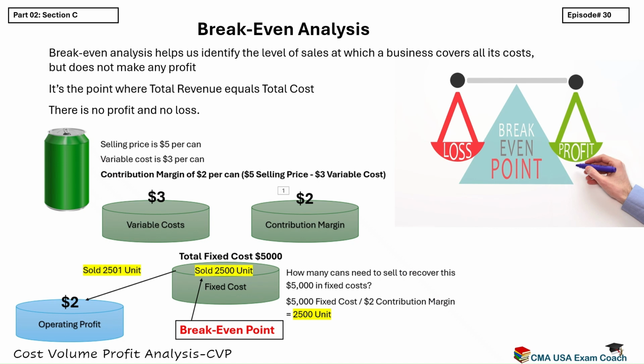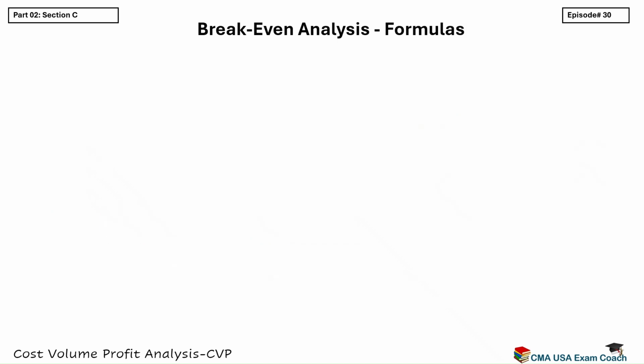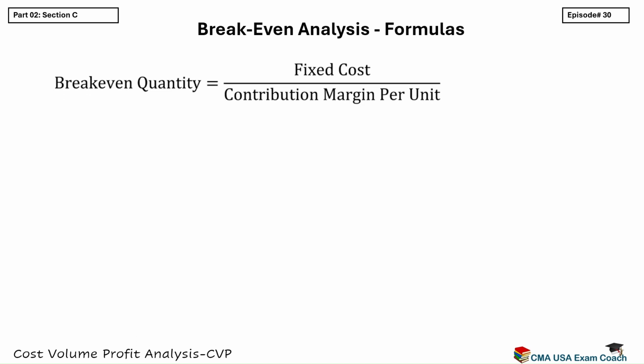Now let's look at the key formulas used in break-even analysis. These equations are very important to calculate how much a company needs to sell in order to reach the break-even point. That is, to cover all its fixed and variable costs without making any profit or loss. First, we have the formula for break-even quantity. Break-even quantity equals fixed cost divided by contribution margin per unit. That means we take the total fixed cost and divide it by how much contribution we earn from each unit. This tells us how many units we must sell to exactly cover our fixed costs.